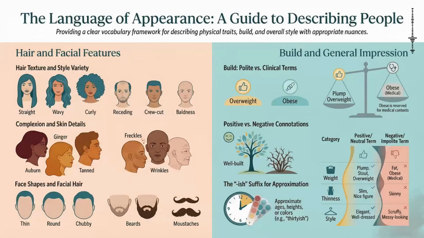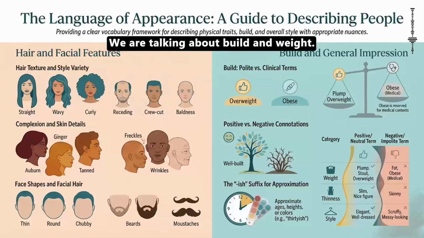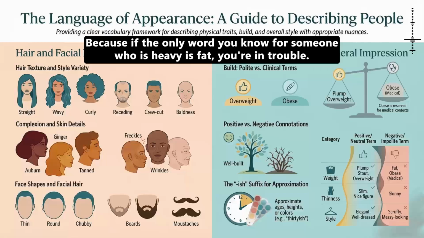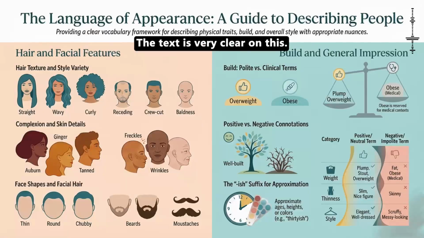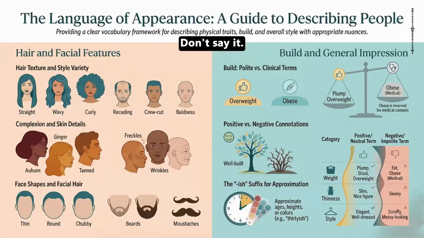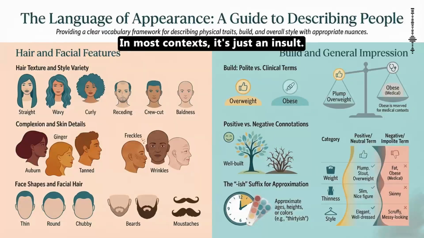is the danger zone. The etiquette minefield. We are talking about build and weight. And this is where the text becomes a guide on manners just as much as on vocabulary. Because if the only word you know for someone who is heavy is fat, you're in trouble. The text is very clear on this. It says, fat may sound impolite. Which is a very polite British way of saying, it's rude, don't say it. In most contexts, it's just an insult.